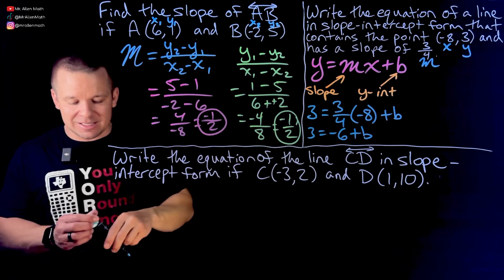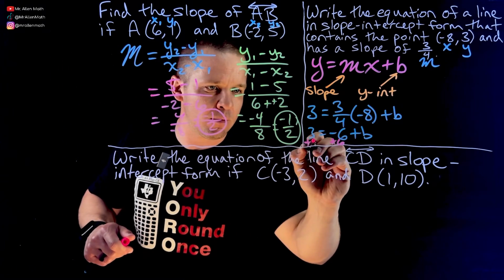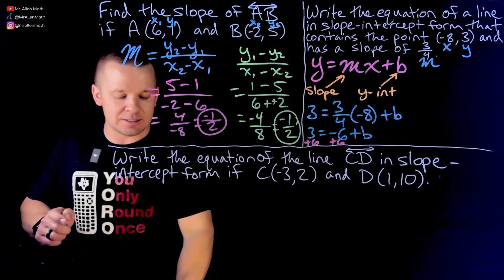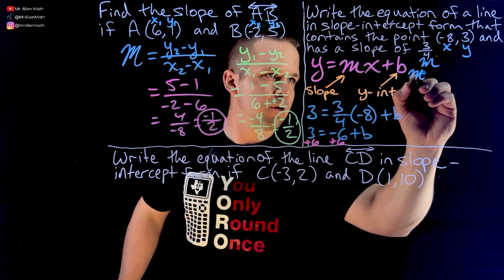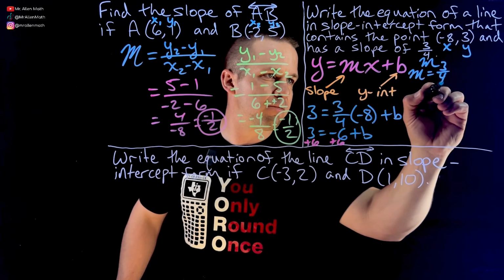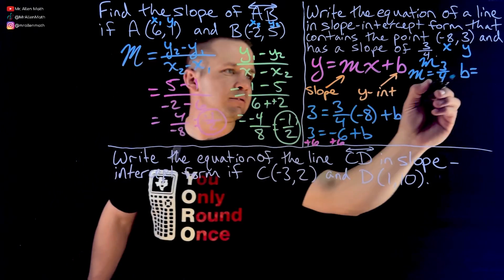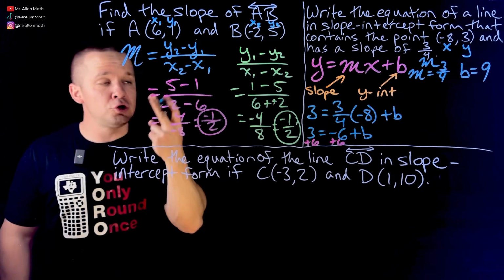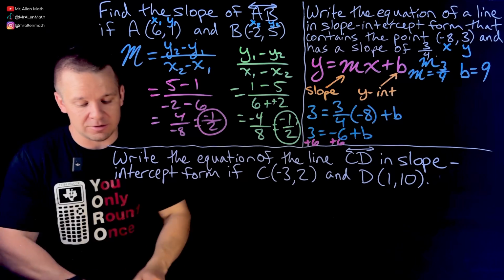And now if I add 6 to both sides here, so we're going to add 6 as I'm running out of room, add 6, I get b. I'm going to throw this up here. We've got m is 3/4. It's part of the problem. And we got b is, then if I add 6, I get 9. Those are the 2 pieces to the puzzle that I need to write this equation in slope-intercept form.